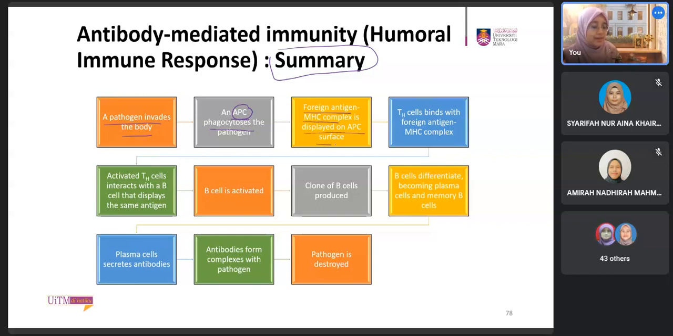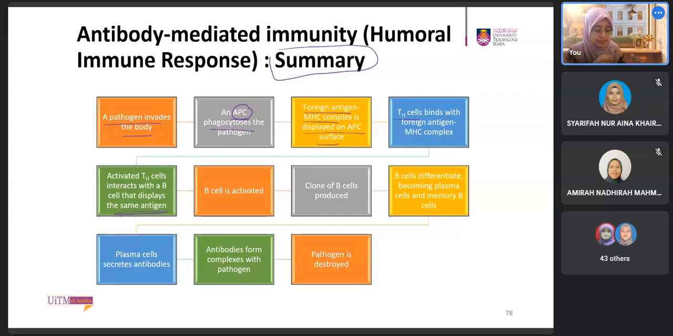That is why we call it APC, presenting the antigen. Antigen presenting cell. Present to whom? To helper T cell. So helper T cell binds with the foreign antigen-MHC complex. Next, the activated helper T cell interacts with the B cell that displays this same antigen. B cell also circulates in your body fluid, but is in the inactive form. Inactive form.